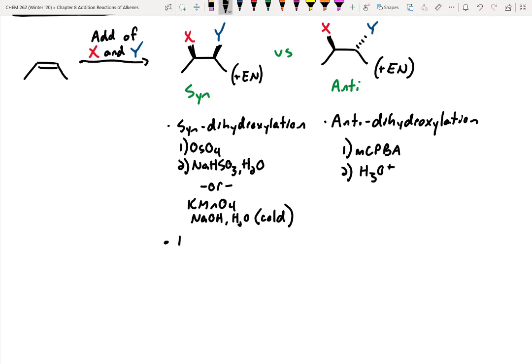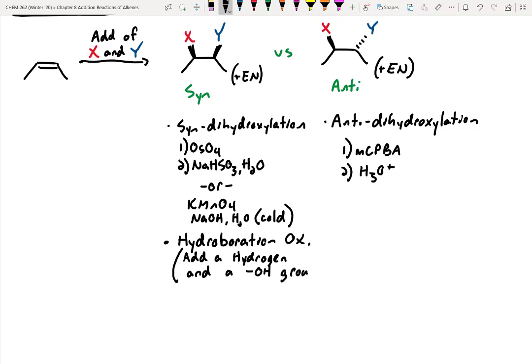All right, the next one is kind of weird. This is hydroboration oxidation. And the way hydroboration oxidation works is you add a hydrogen and an OH group. Is it an OH? An OH group. Is it an? I'm no English teacher, so we'll go with an here.